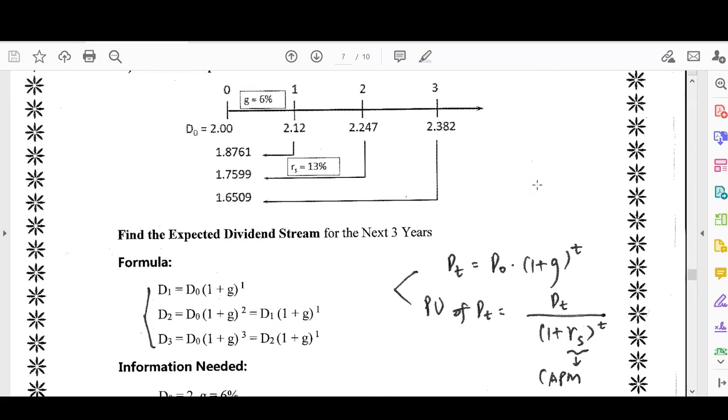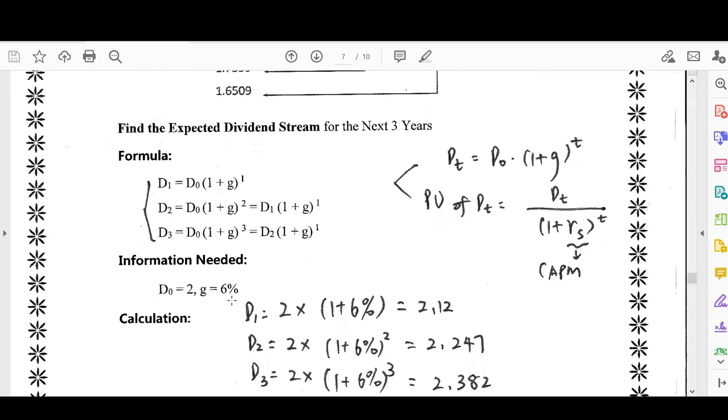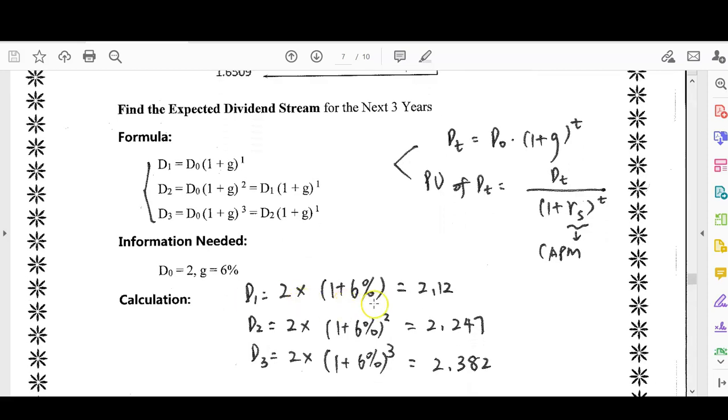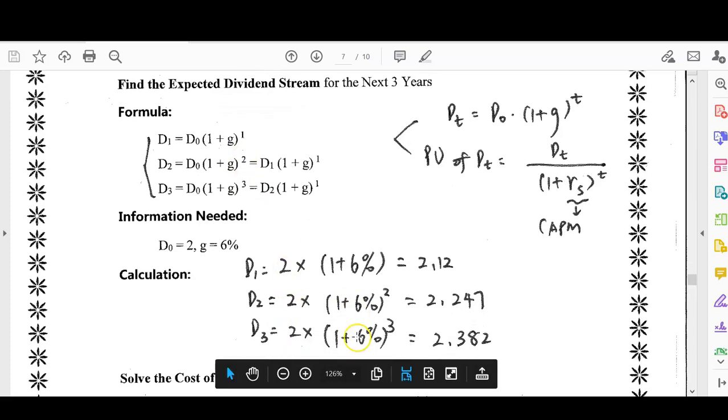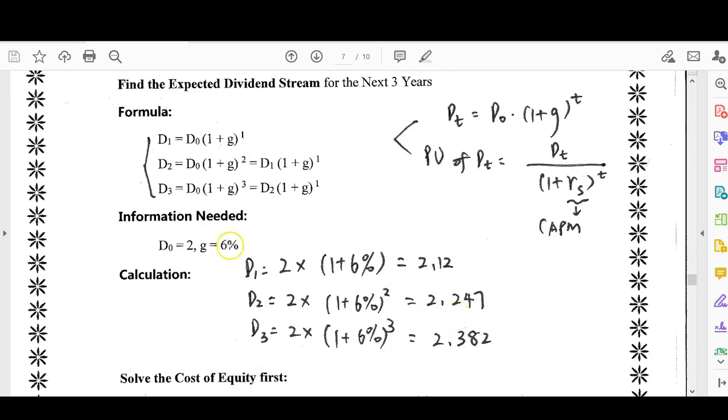Okay, so we know that D0 is 2 and we know g is 6%. D1 is just D0 multiplied by 1 plus g. So it's $2 multiplied by 1 plus 6%, which is 2.12. D2 is D0 multiplied by 1 plus g squared. So it's 2 multiplied by 1 plus 6% squared equals 2.247. You can also use D1, 2.12 multiplied by 1 plus g to get this 2.247.